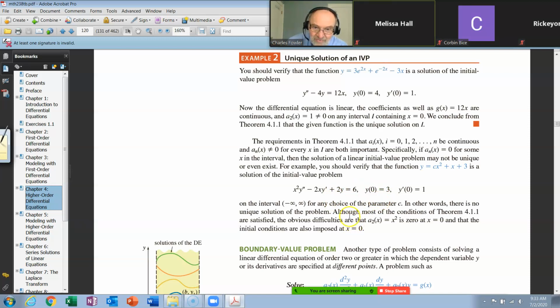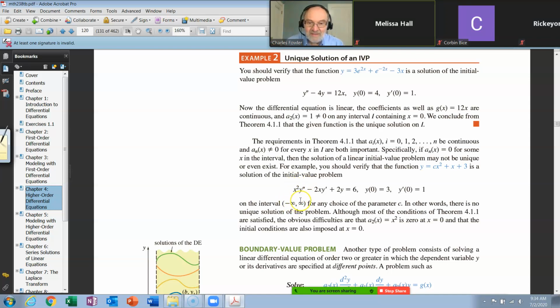There is no unique solution, and we look at this and say, well, wait, all your conditions are satisfied except the most obvious difficulty is that your a sub 2 here is not non-zero for every value of x, from negative infinity to infinity. Specifically, it's not at 0. I mean, that's equal to 0 there. So therefore, this condition was not met, that the a sub n could not be 0, any value there.